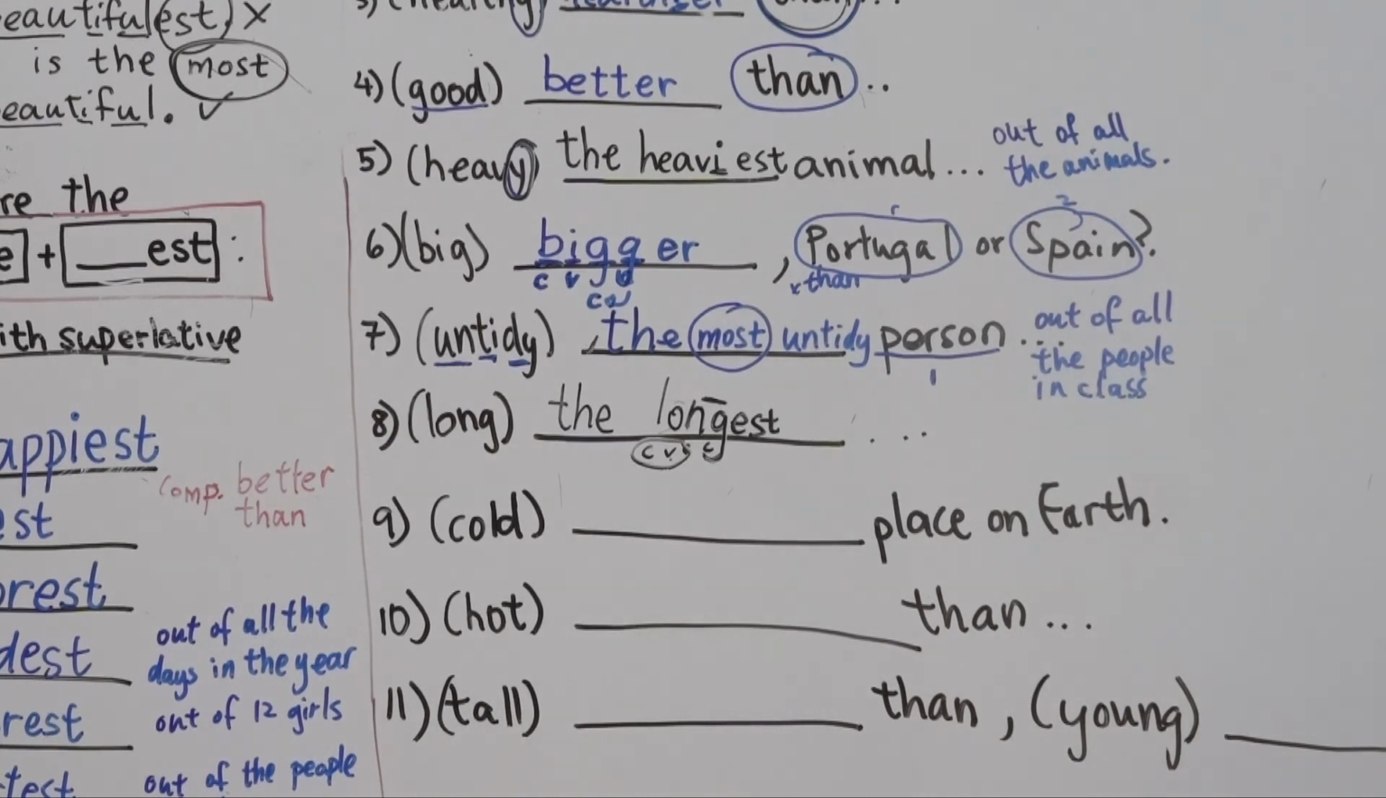Alright, so for number 9, cold. Antarctica is cold place on Earth. Again, Antarctica is one place, right? So we're talking about one place on Earth. One place out of all the places on Earth, okay? So out of all the places.